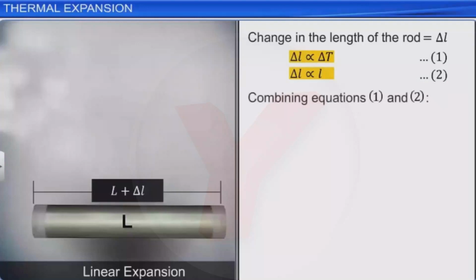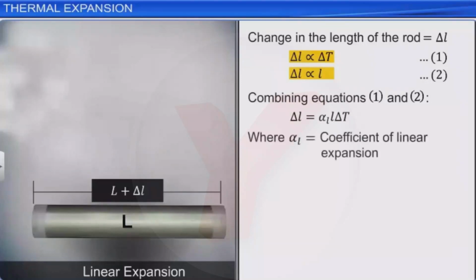Combining equations 1 and 2, we get the expression delta L equal to alpha L into L into delta T, where alpha L is the proportionality constant called coefficient of linear expansion and is characteristic of the material of the rod. The fractional change in length, delta L by L, is equal to alpha L into delta T.